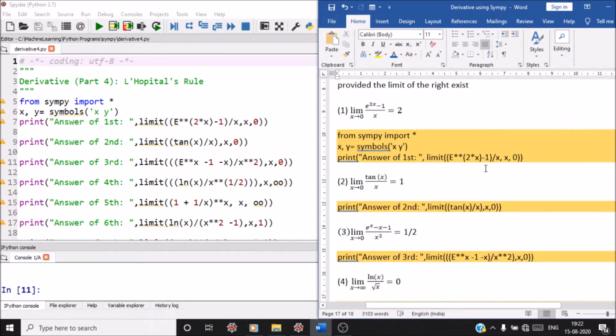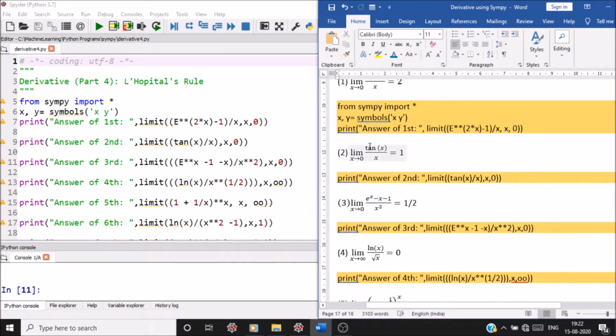Now you can see the examples one by one. Limit as x tends to 0 of (e^(2x) - 1)/x. So the answer is what? Here the output will be 2. So how to execute it? From sympy import *. Here x and y are the symbols. For the limit, you write e to the power 2x minus 1, divided by x, and you provide x and 0 because x tends to 0.